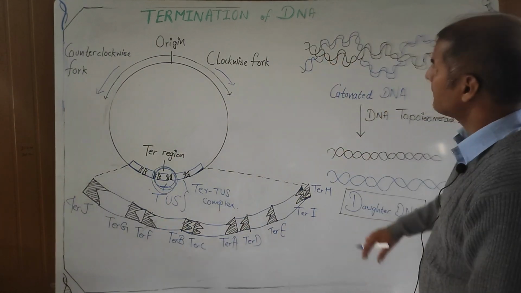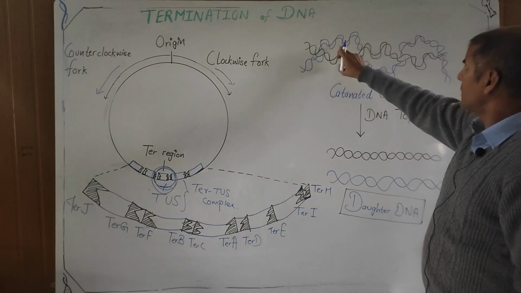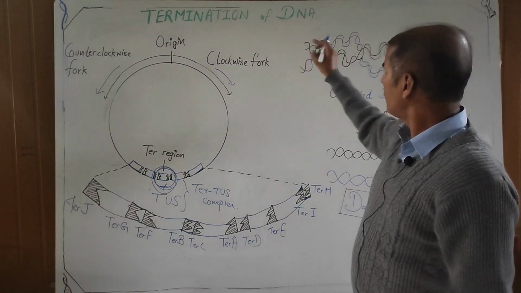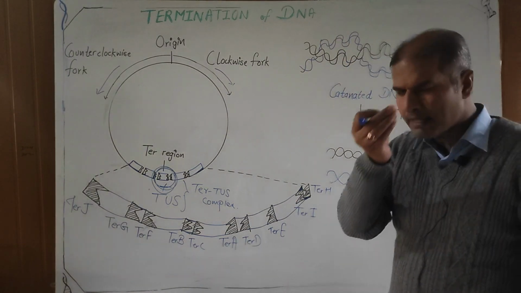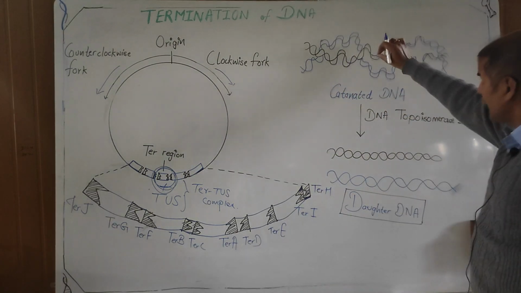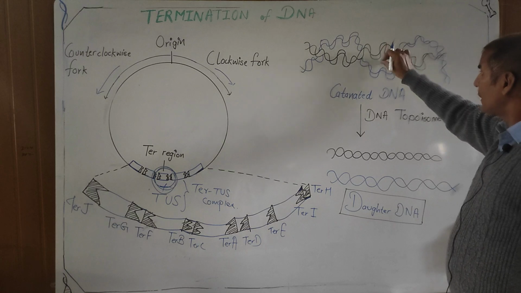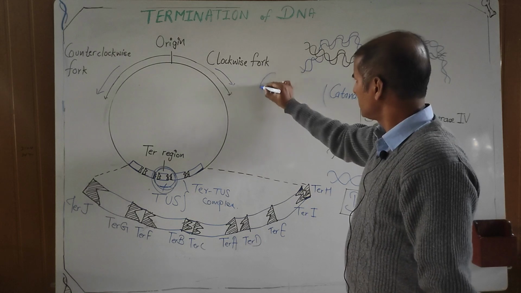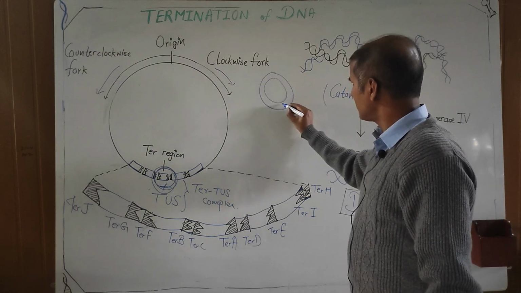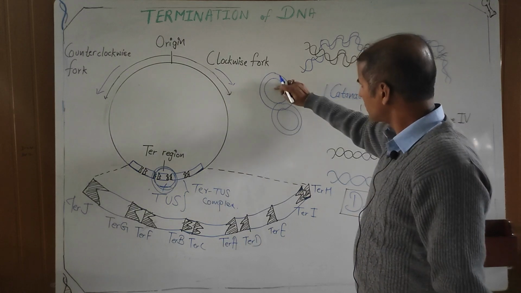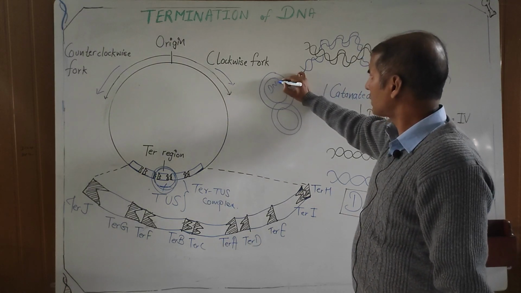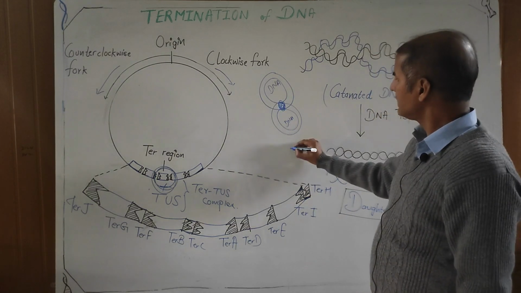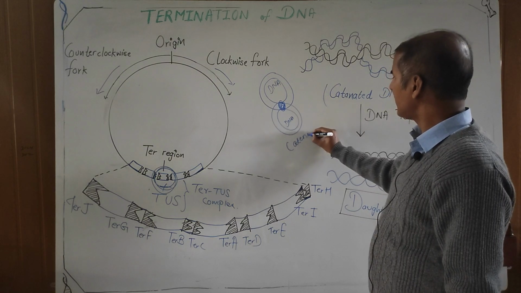After the formation of two daughter DNAs, all parts are separated, but both daughter DNAs are connected at a very small point, and DNA attached in this way is called catenated DNA. Simply, suppose this is one of the daughter DNAs and this is another daughter DNA. When both daughter DNAs are attached at a single point of attachment, this is called catenated DNA.